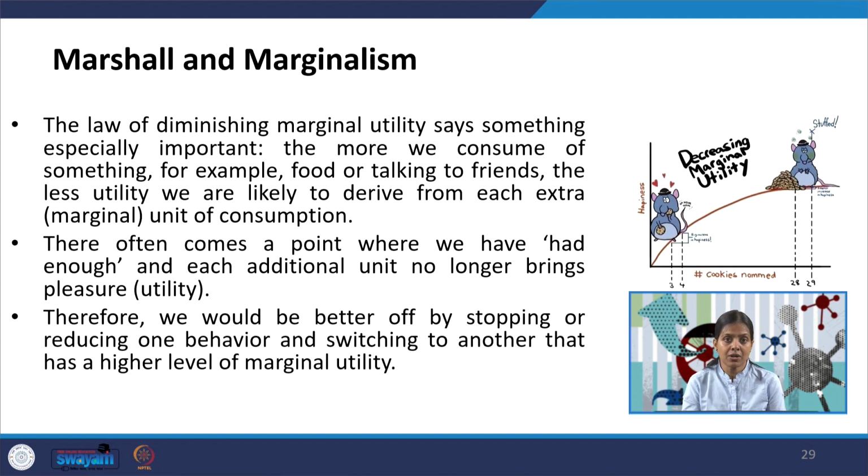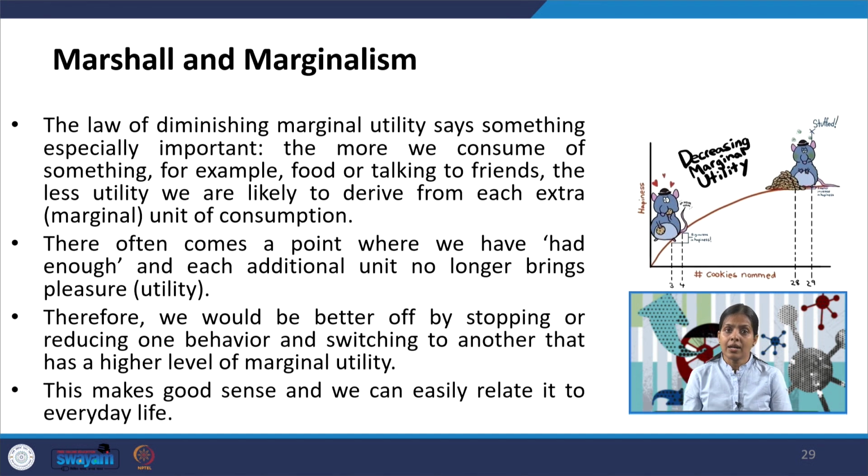Therefore, we would be better off by stopping or reducing one behavior and switching to another that has a higher level of marginal utility. This makes good sense, and we can easily relate it to everyday life. This diagram also depicts something like that. When we are at the consumption level of 3 to 4, the increase in utility or happiness, measured along the vertical axis, is pretty steep, much more compared to when you are increasing it from 28 to 29, where it has flattened. I do not want any more.